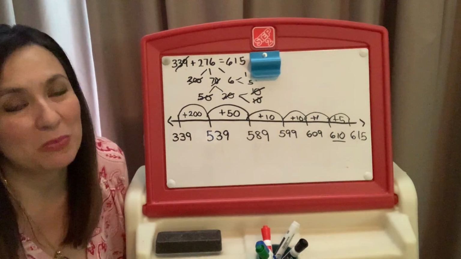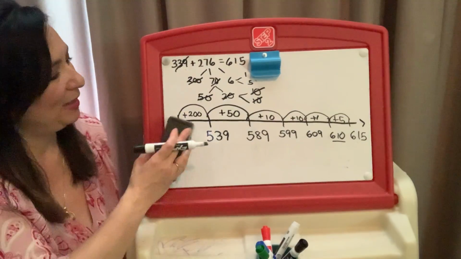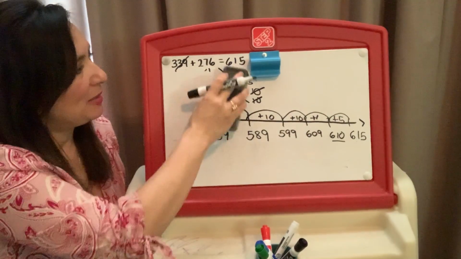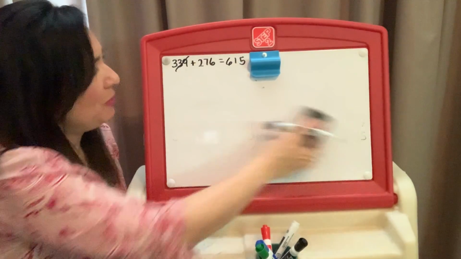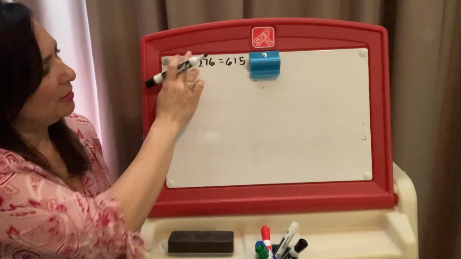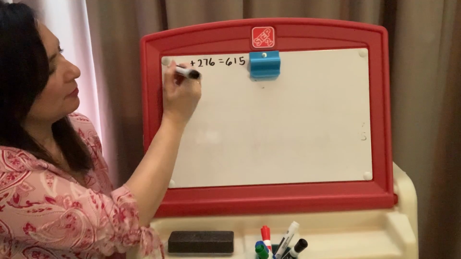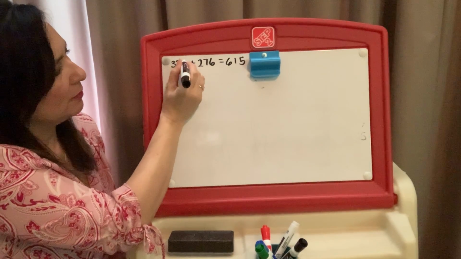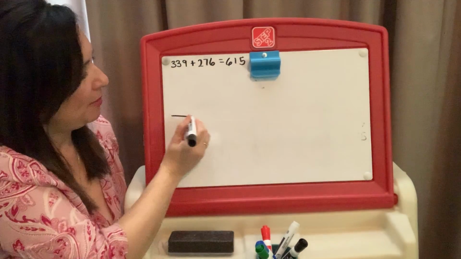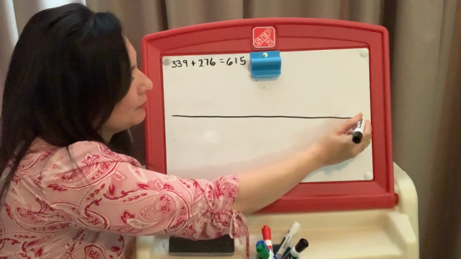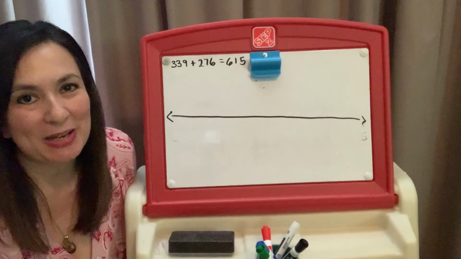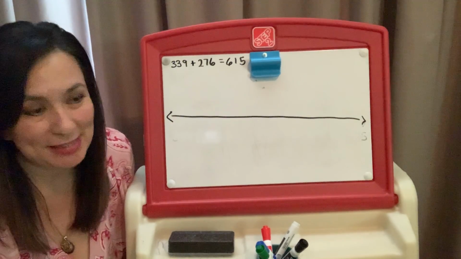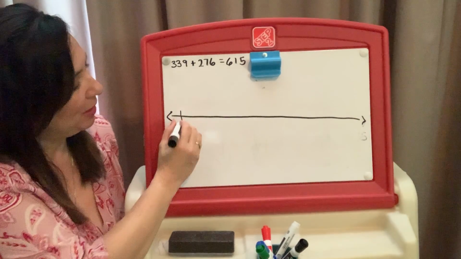I want to show you one more way to do this. And once again, we're going to use the same equation so that you can see there's so many different ways that we can do this. I'll work on an empty number line again. And my first step is to say it with me, position the greatest addend. So I'll position 339.